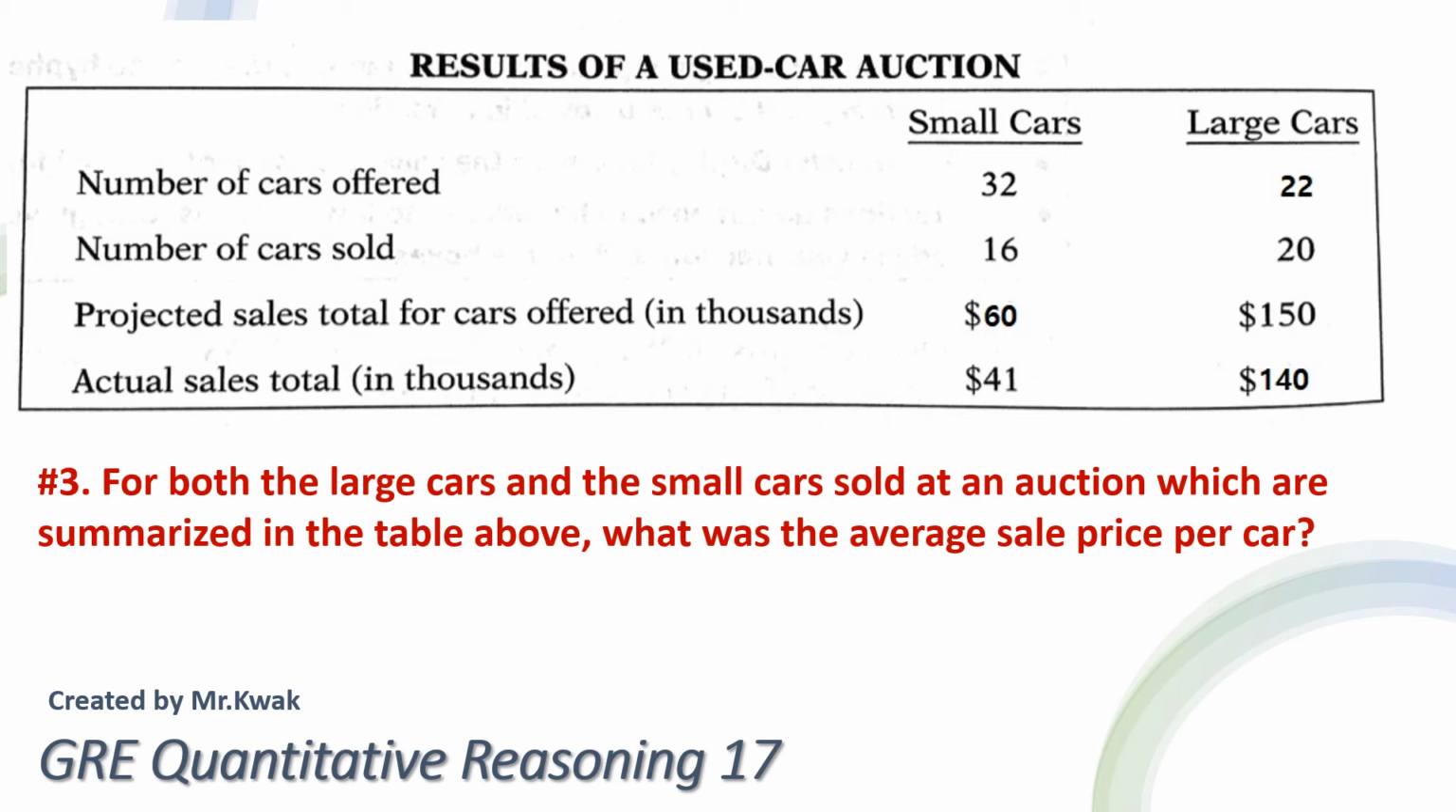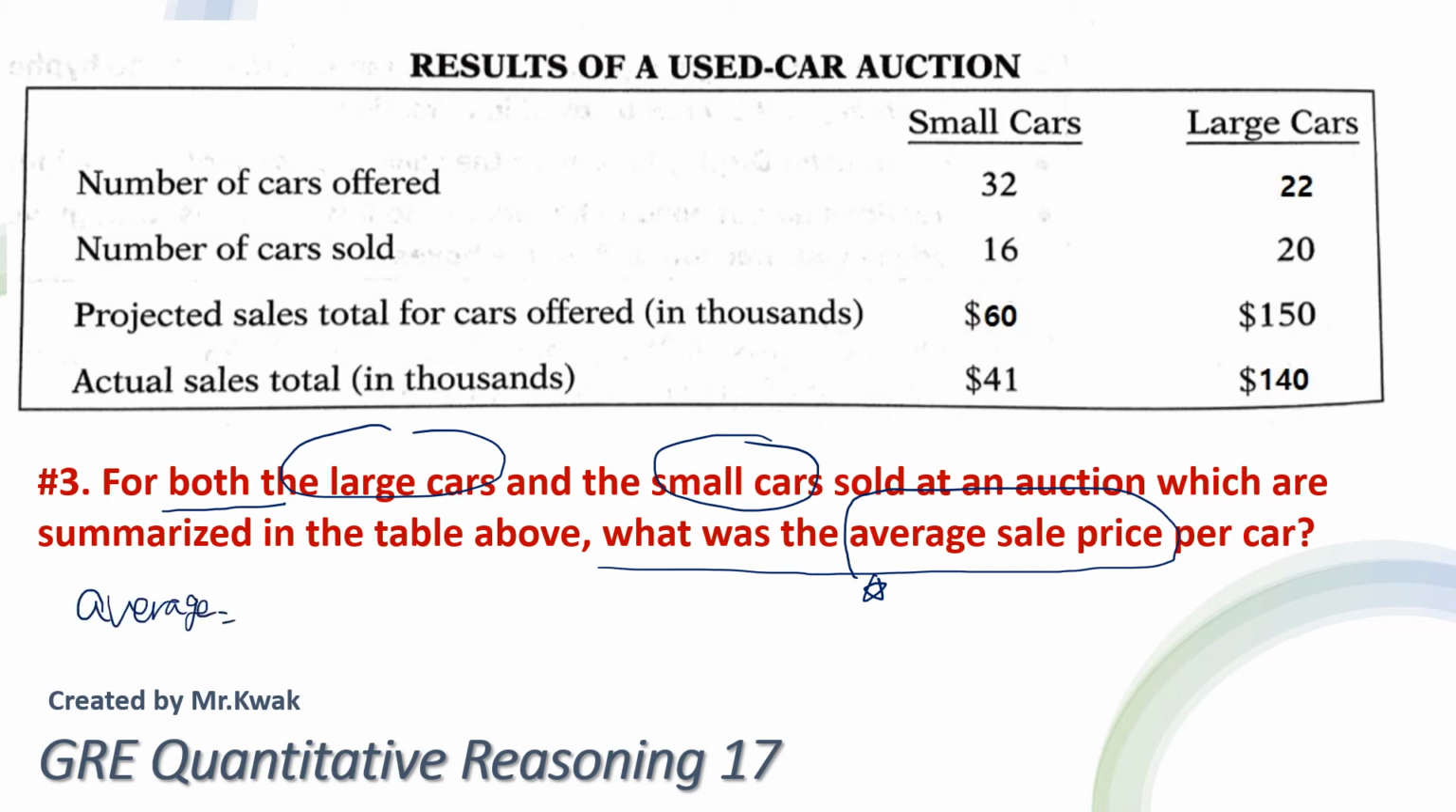In this situation, what are the keywords? Both large cars, small cars, and then average sale price. Can you figure out, among the three questions, they are asking the same way, technically. The average. The average. But in this situation, it could be a little bit more complicated, but it's the same anyway. With a different color, purple this time.